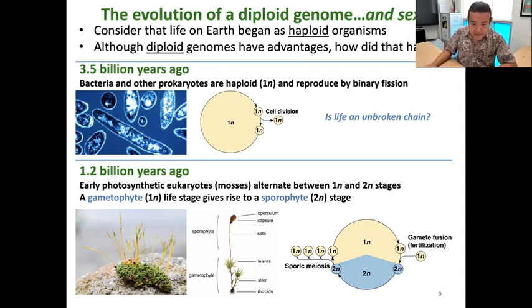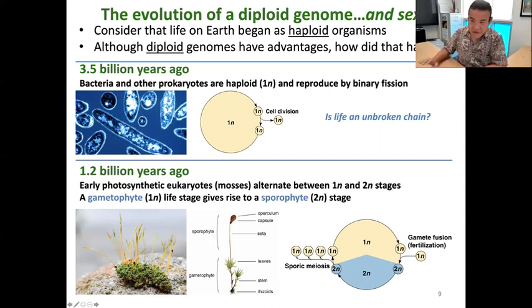in eukaryotes. So about 1.2 billion years ago, early photosynthetic eukaryotes, such as mosses, began to alternate between 1N haploid life stages and 2N diploid life stages. So to this day, when you see a moss growing on a rock, maybe by a stream or something like that, I think all of us are familiar that a moss kind of looks like this. Sometimes you'll see these things sticking out of them. And you might think, oh yeah, the moss is like flowering or something like that. No.